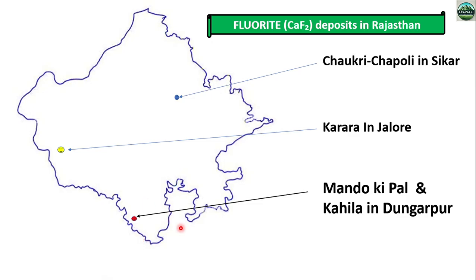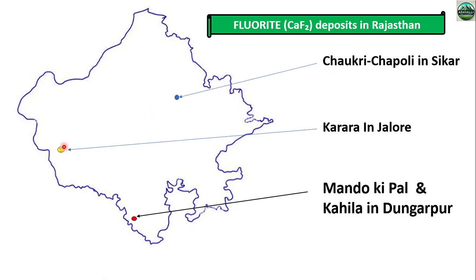Now, actually, I am from Rajasthan, so let's discuss the fluoride deposits of Rajasthan. First, this is the northeast district, Sikar. This is the Sikar district of Rajasthan. Chokri Chapoli is part of the Sikar district, Rajasthan. This is famous for fluoride deposits.